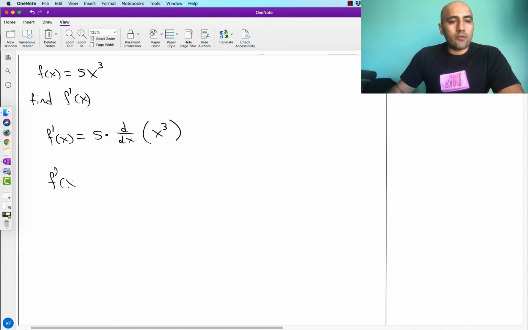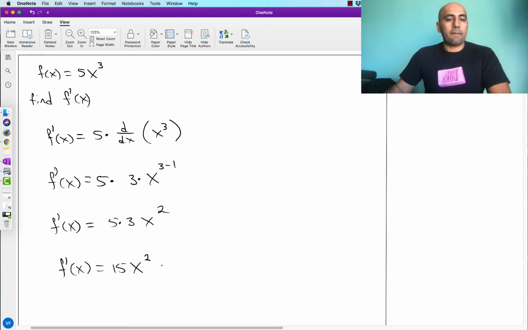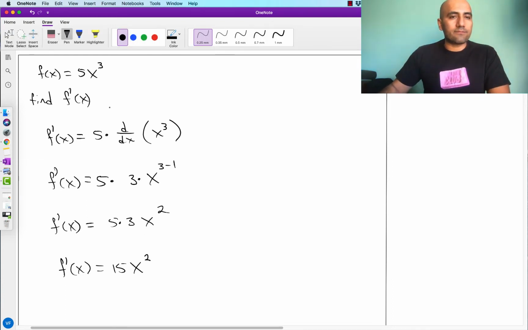So the derivative equals 5 times, and we know the power rule here just tells me that this is 3 times x to the 3 minus 1. So this is going to be equal to 5 times 3x to the second power, which then can just simplify to 15. So it becomes 15x to the second power, right? And that's our final answer.